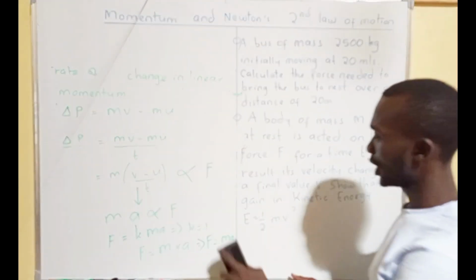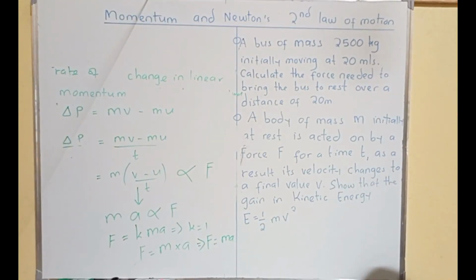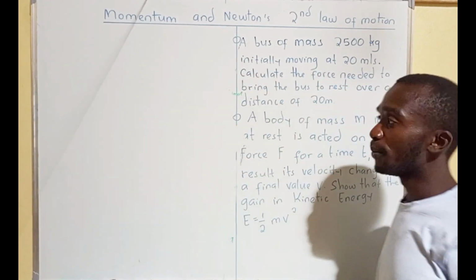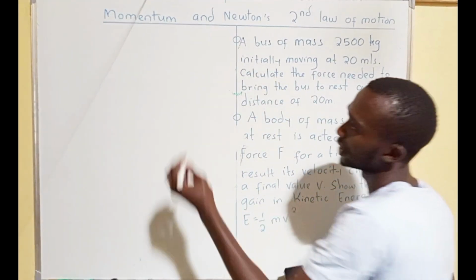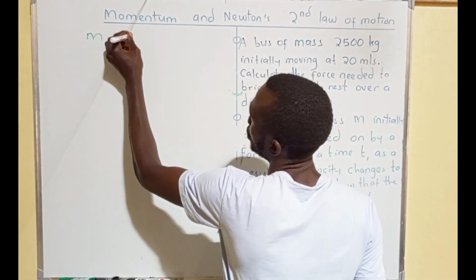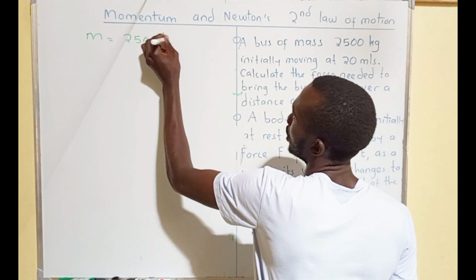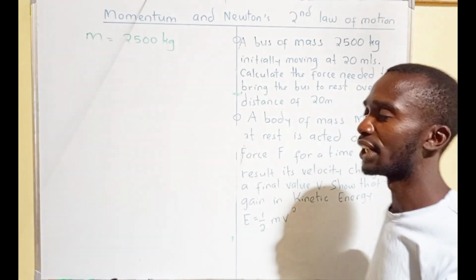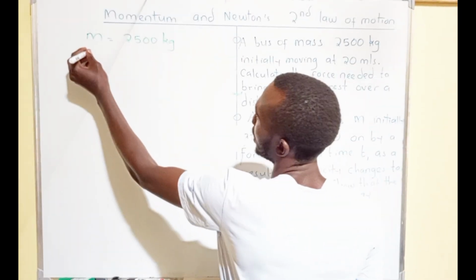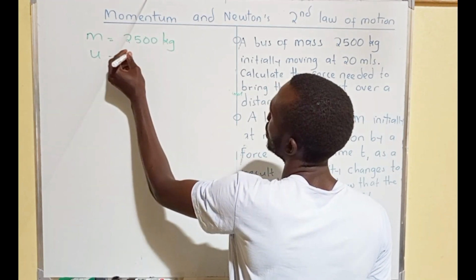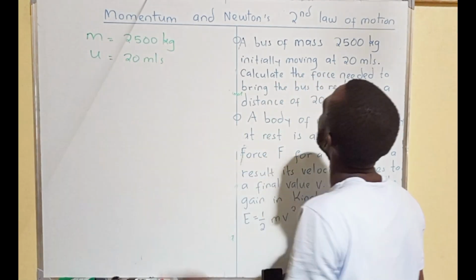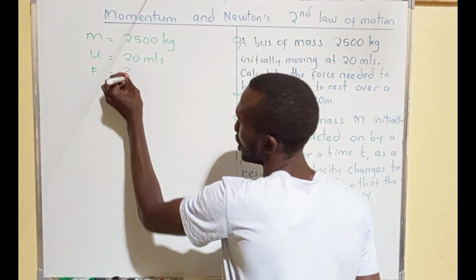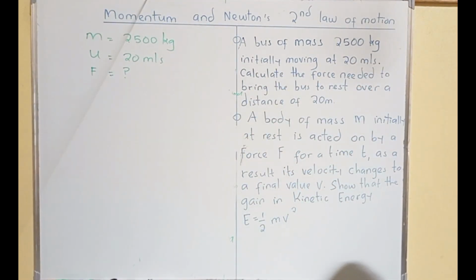Now, let me answer the questions I've written on the board for today. Question number 1 reads: a bus of mass 2,500 kilograms, initially moving at 20 meters per second. So the initial velocity of this bus, u, is equal to 20 meters per second. Calculate the force needed. F is equal to what? Calculate the force needed to bring the bus to rest.